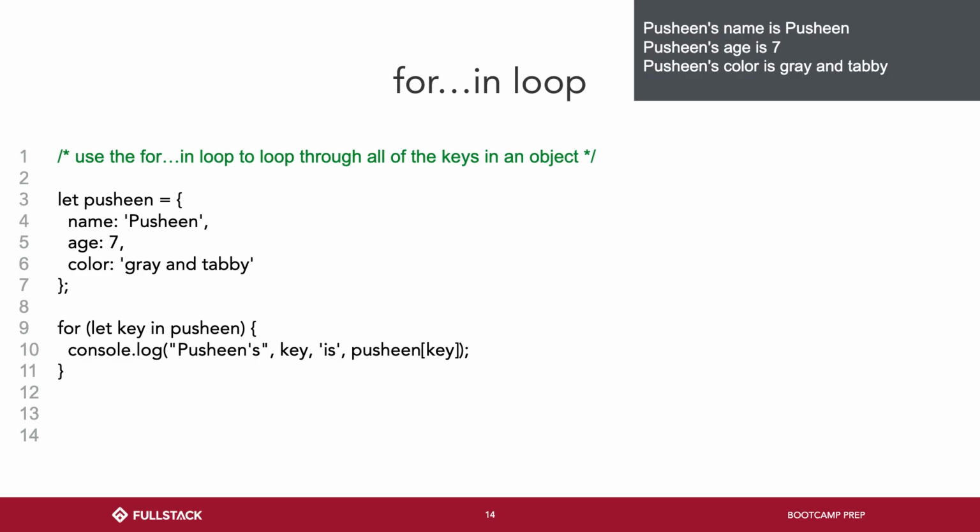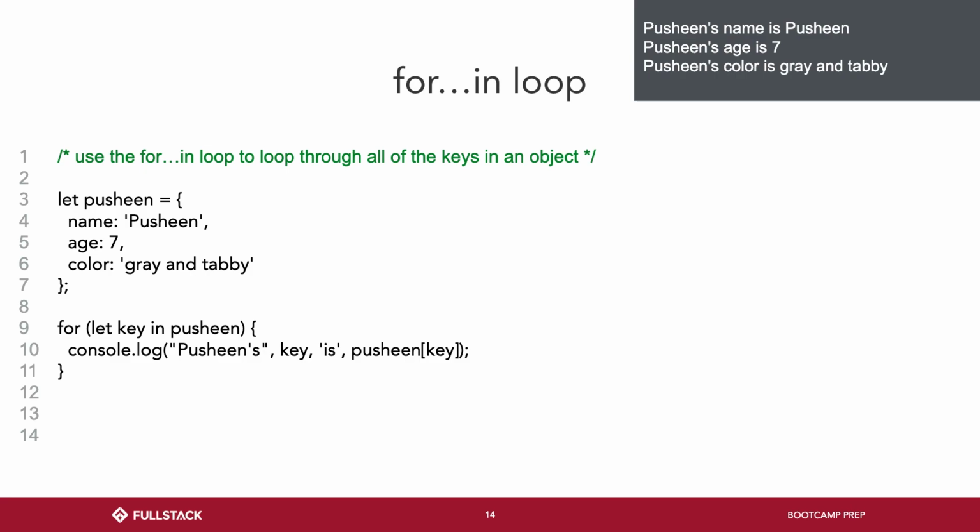So we do for let key in the object we will be looping through, okay? The key will change every single time, and it will always be a key inside of the object. As you can see, we have Pusheen's key name is Pusheen at key, Pusheen. If you want the key, all you have to do is write key. But to get the value, Pusheen at key, because Pusheen at a key will give you the value. Does that make sense?